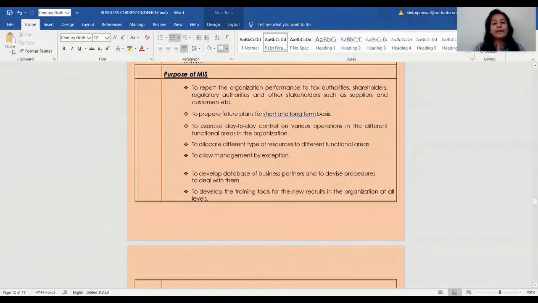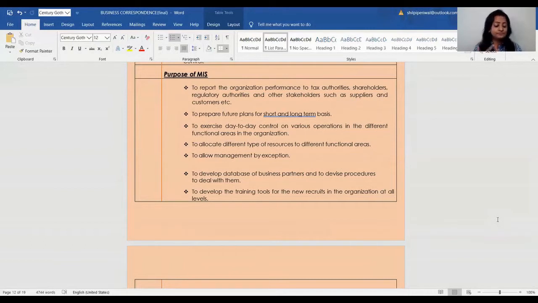The purpose of MIS is to report the organization's performance to tax authorities, shareholders, regulatory authorities, and other stakeholders like suppliers and customers. Now, since we have so much data, we have a proper information system. So the management has already set it in place. Thus, at these levels, you have to give the information out to these various stakeholders. The information doesn't only travel to the top level management, it also travels to your stakeholders.